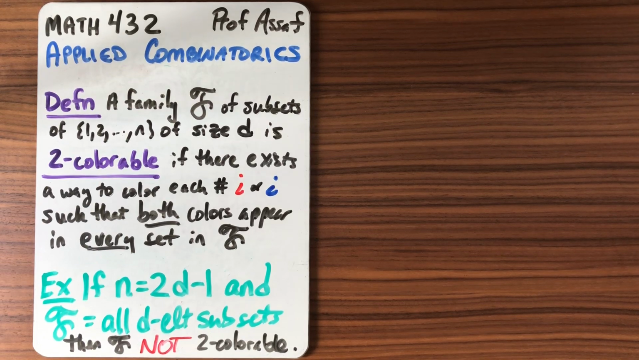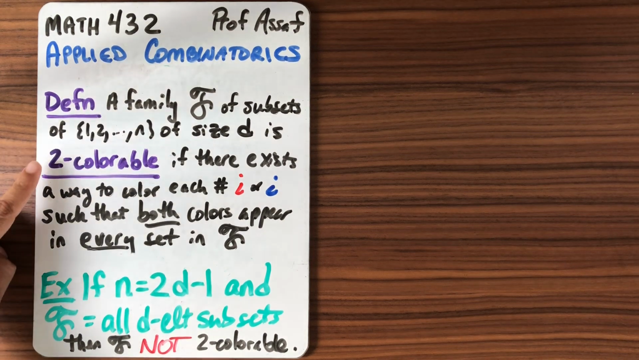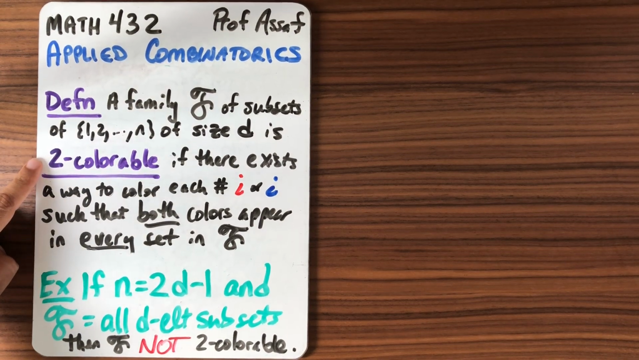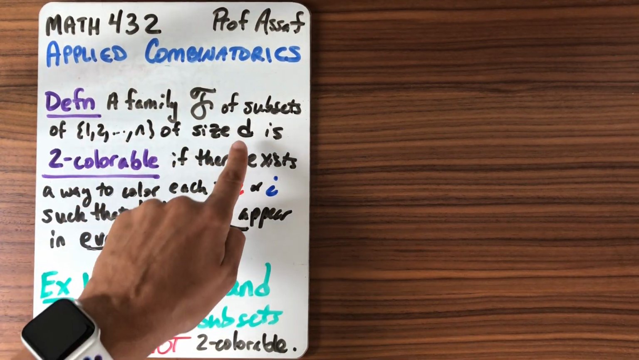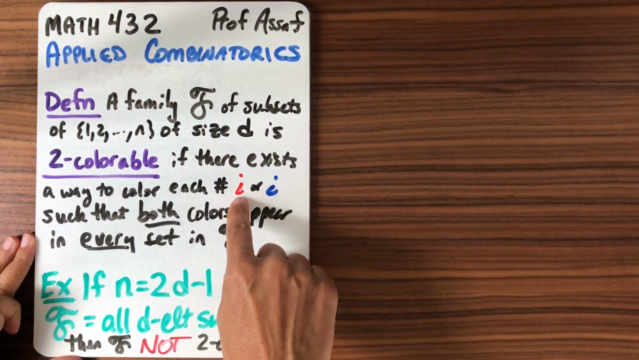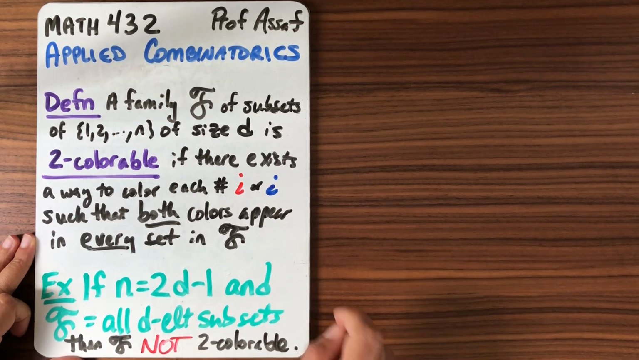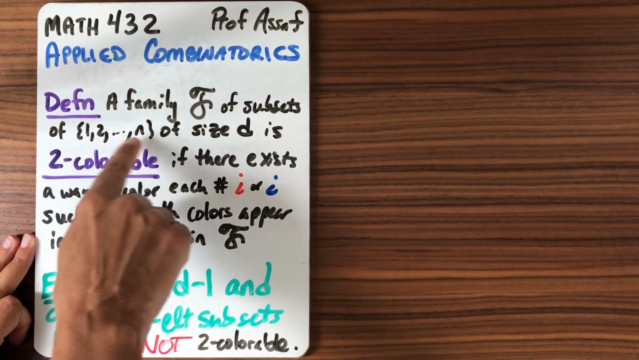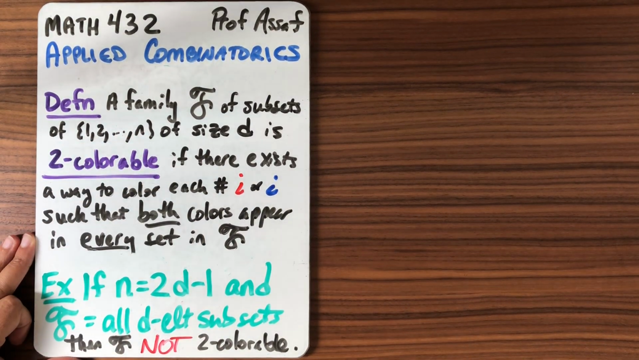So we're talking again about the idea of a family of subsets being two colorable. The definition of two colorable is: it's a family of subsets of the numbers 1 up to n, all the subsets are the same size, such that in every subset I have at least one red and at least one blue. And this is for some coloring of the numbers 1 up to n.